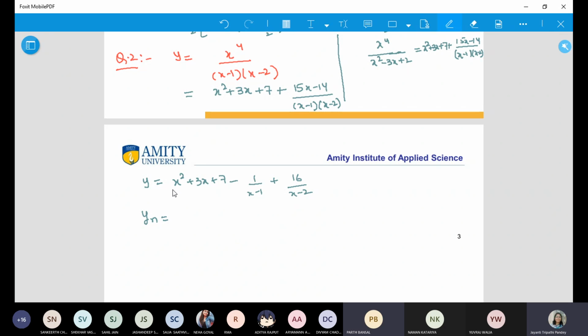Yes ma'am, this was the doubt, that we have to write specifically that n is greater than 2. Obviously, when you are differentiating, n is always greater than 2. Mention it. So if you want, you can mention it for n greater than 2. Yn is minus dn by dxn of x minus 1 to the power minus 1 plus 16.